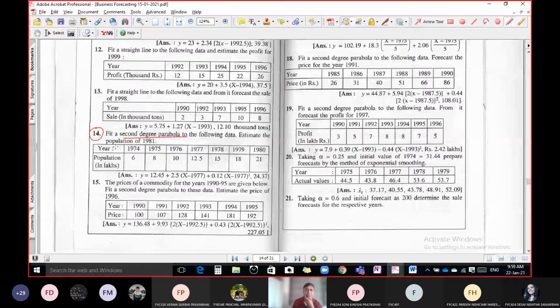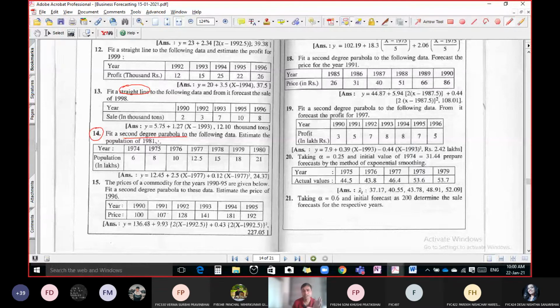See the question. Fit a second degree parabola to the following data and estimate the population of year 1981. We have information about population for few years: 1974, 75, 76, 77, 78, 79 and 80. On the basis of this data, we have to estimate the population for the year 1981, but not by using straight line, by using second degree parabola.